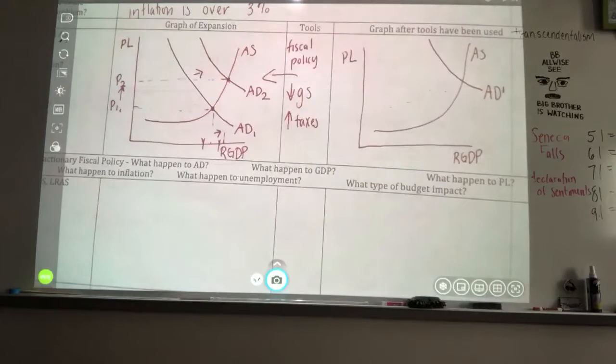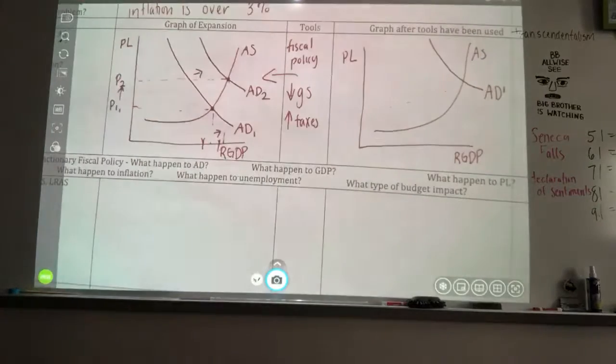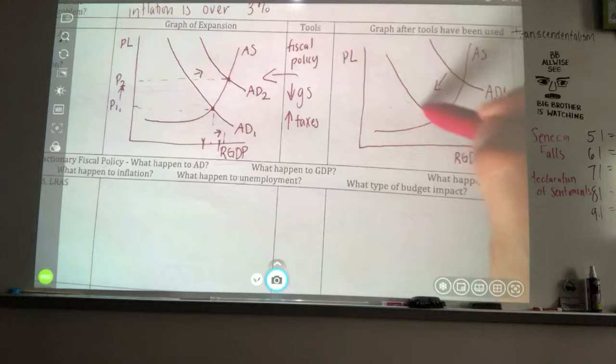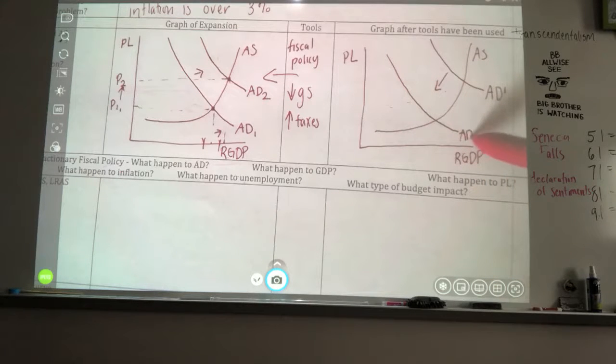Because of the government's use of these tools, which way does my aggregate demand curve go? To the left. Am I done with my graph? No. What do I need to do to make sure I show the analysis? Dotted lines and the label.